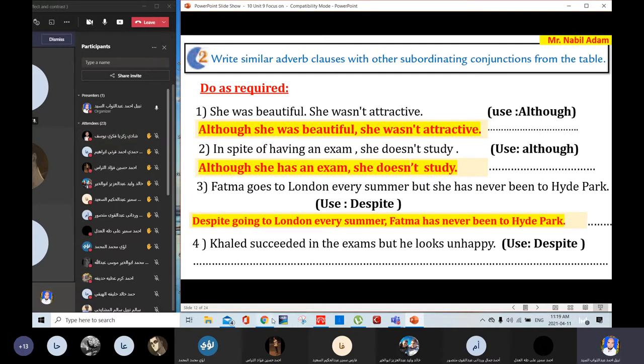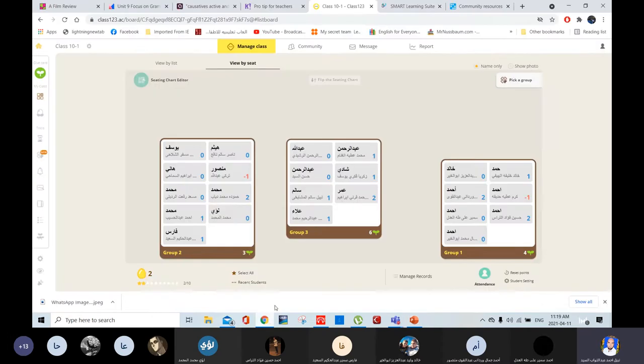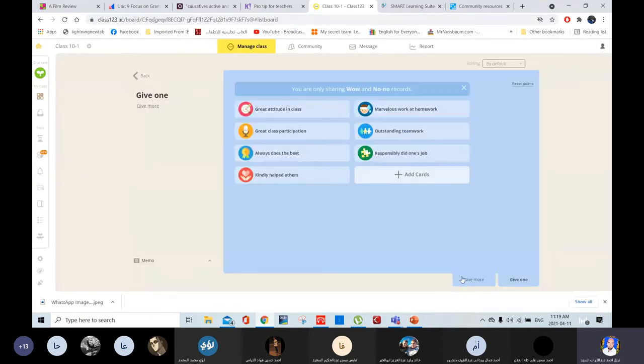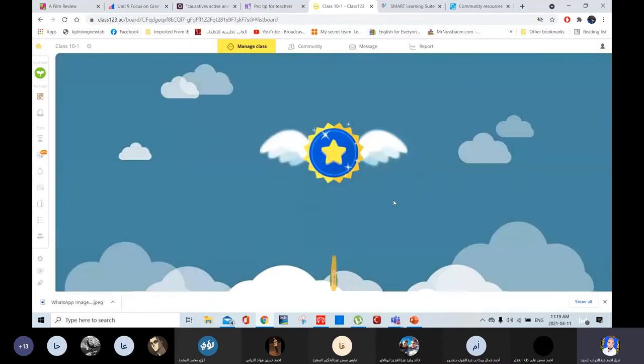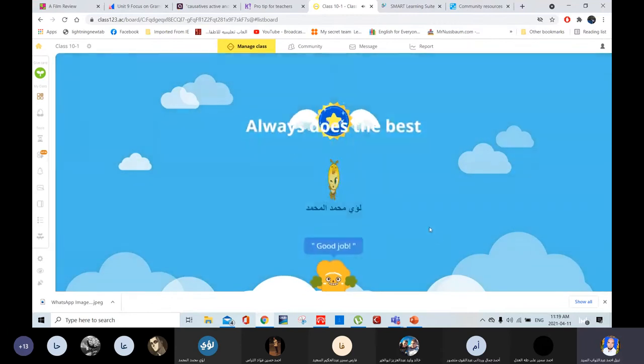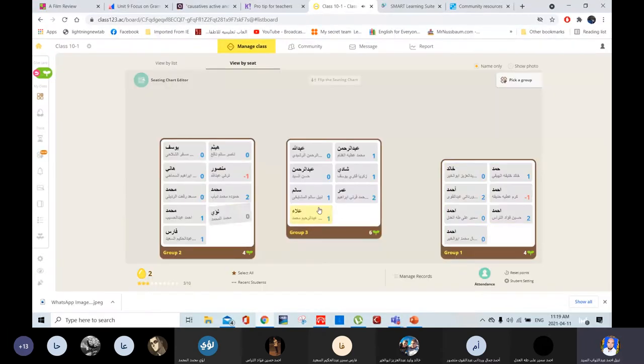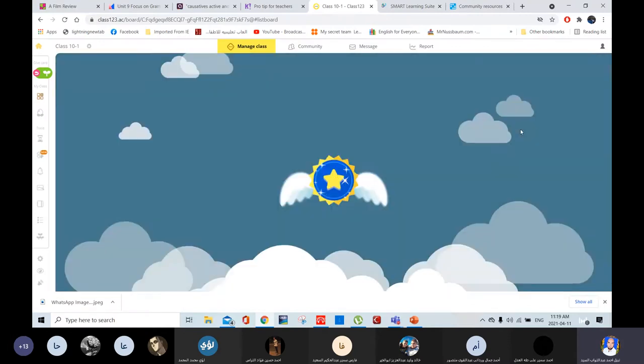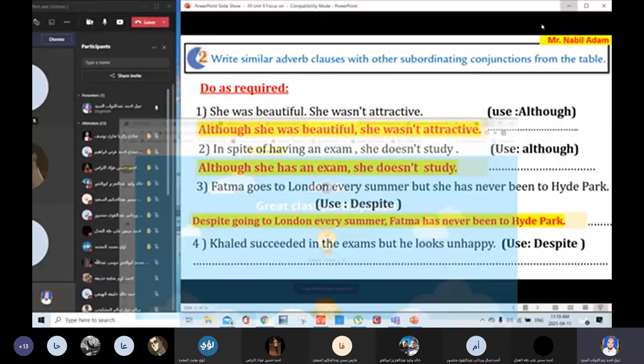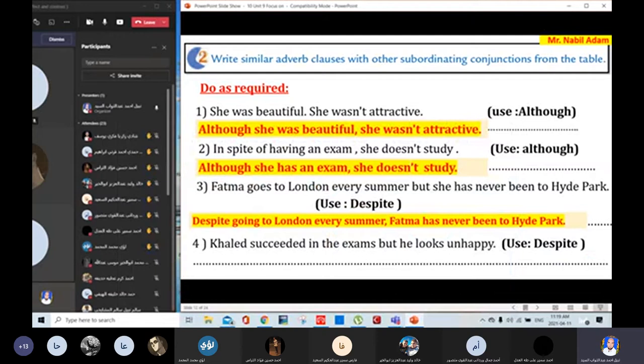Here, Luay will get another star. I'm going to give him two stars, not one. Two stars for Luay. Another star for Luay. Good. So, despite going to London.